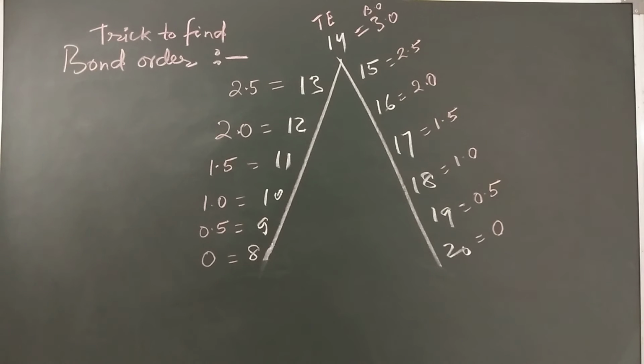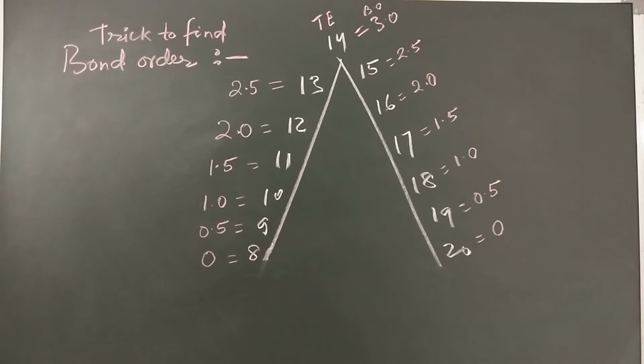Hello students. So today in this video I will discuss the trick to find bond order. Bond order is the total number of covalent bonds present between two atoms in a molecule. And there is a trick to find out the bond order.